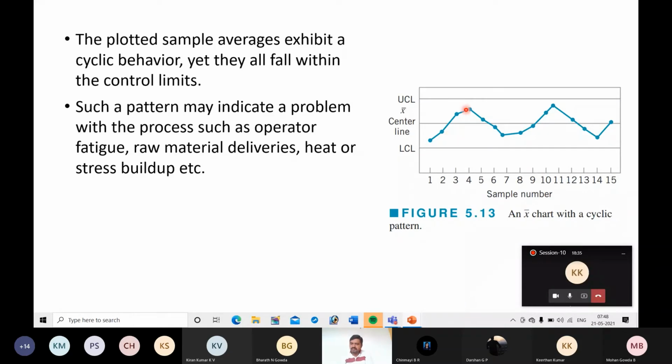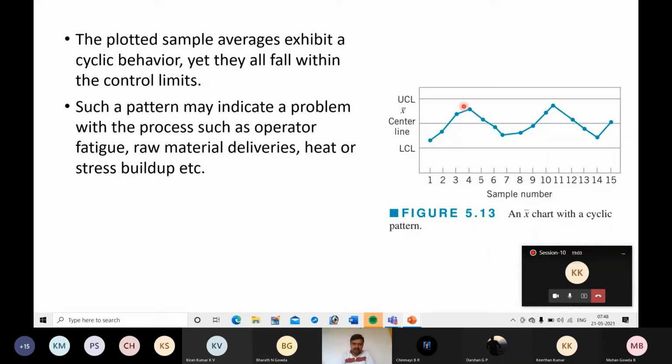Again after a break he may get his attention back. After that, he may get bored with the usual routine work, doing the same thing for hours. It will result in worker fatigue. That means the worker will lose interest, and he will lose concentration. When that happens, that may result in a cyclic pattern.